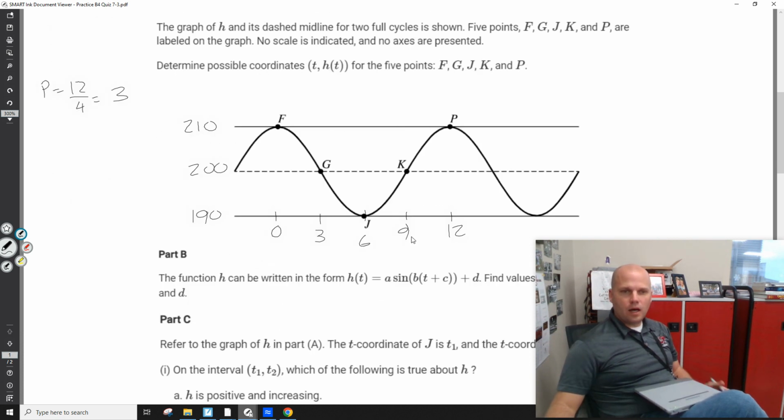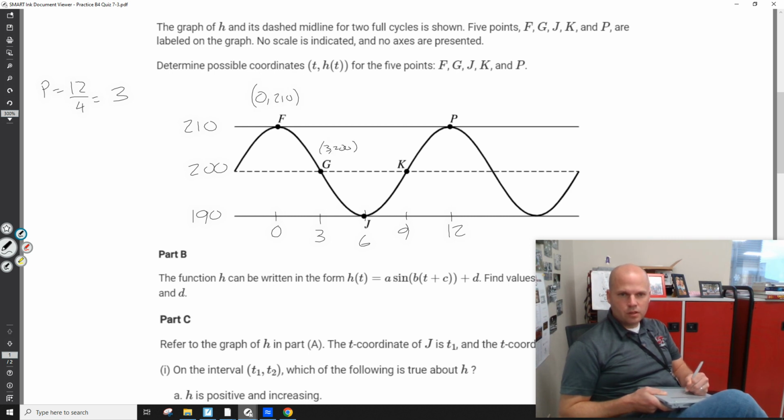Okay. So now I have the points for my F, G, J, K, P. F is going to be 0, 210. G is going to be 3, 200. J is going to be 6, 190. K is going to be 9, 200. P is going to be 12, 210.